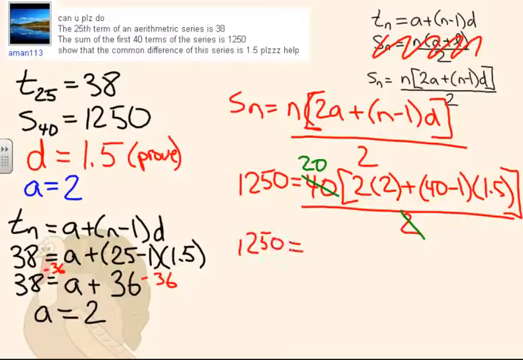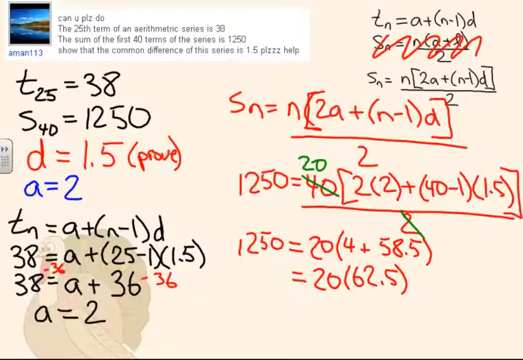So let's start putting the numbers together on the inside. 1250 equals 20 times, 2 times 2 is 4, plus 40 minus 1, which is 39. I'm sorry, not 35, 40 minus 1 is 39. 39 times 1.5 gives me 58.5. Now I end up with 20 times 62.5. 20 times 62.5, would you look at that? 1,250. So I've shown that it works in both equations. So that must mean my d is 1.5.